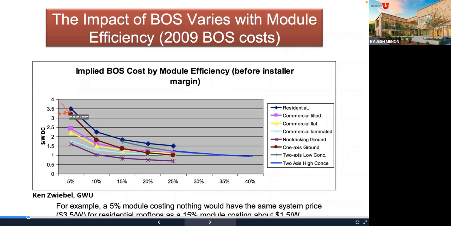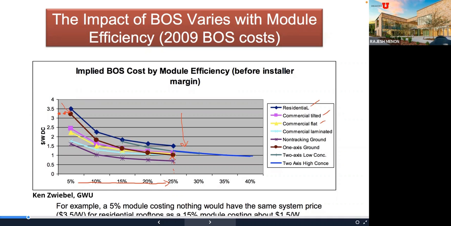But if you go to a 25% efficiency, which is kind of the state of the art, I would say in that order, 20 to 25%, costs about $1. So that reduction going from 5% to 25% in terms of efficiency can make a pretty dramatic difference, like 300% increase, right? Something like that. So this is what we're trying to do. And of course, different systems, here they're looking at residential, commercial tilted, commercial flat, and so on and so forth, and tracking and things like that.